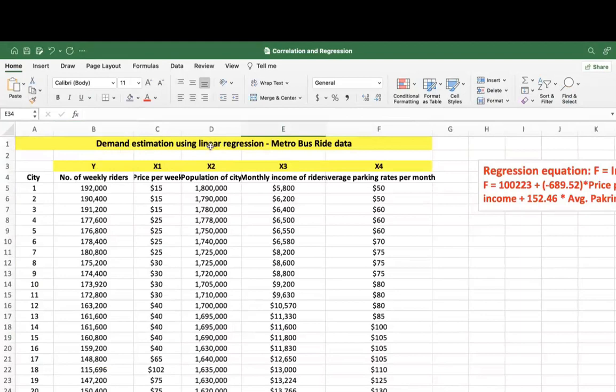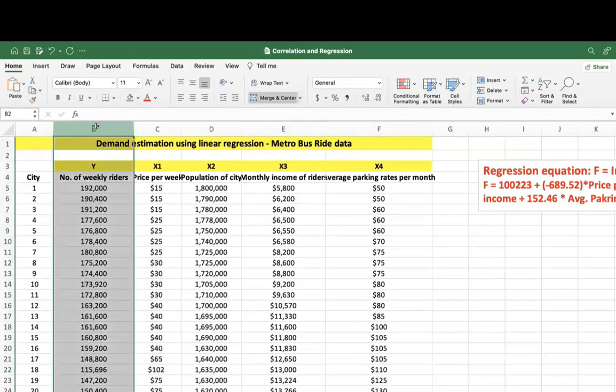Let's say, for instance, that there's some metro bus service in a city, and you want to make a prediction of how many weekly riders will be using the metro bus. Because let's say you are working for the city government, and they want to make a decision, or you're working for the metro company, and you want to make a decision about a prediction of what would happen to the demand, how many riders will be traveling.